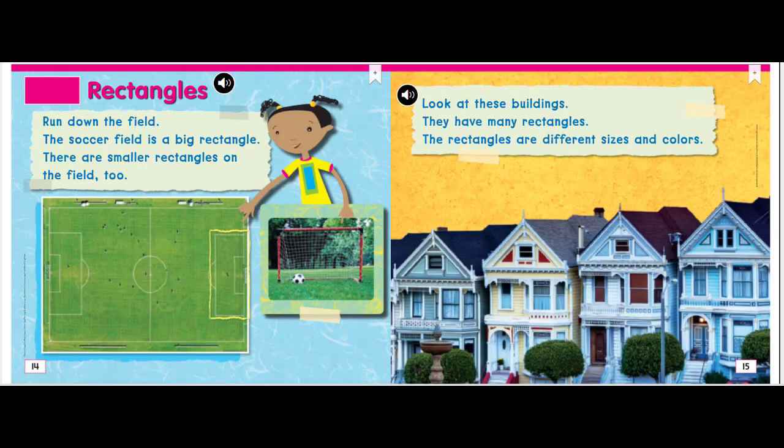Rectangles. Run down the field. The soccer field is a big rectangle. There are smaller rectangles on this field, too. Football fields are rectangles as well. Look at these buildings. They have many rectangles. The rectangles are different sizes and colors, too. Look at all the rectangles in those houses.